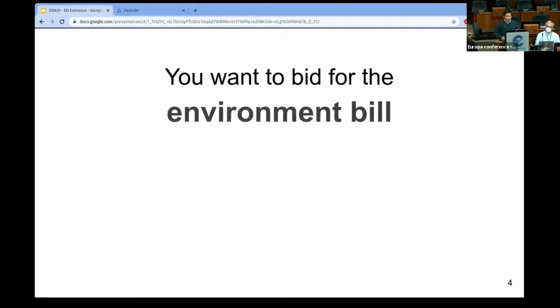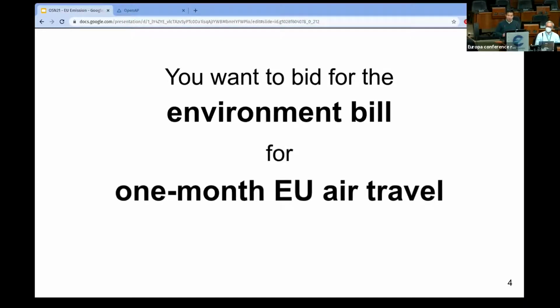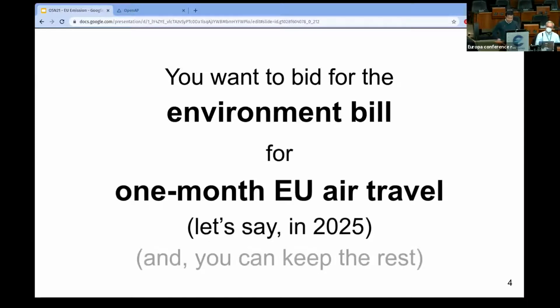You want to bid for the environmental bill for 1 month of EU travel caused by all the passengers. Let's say in 2025, because that's when we say that the traffic level will be back to pre-COVID. And you can keep the rest of the money for yourself. In order to do so, I will start with 10 million. At each step, if you raise a hand, we will raise up to 20 million, for example. You can also shout out a number.